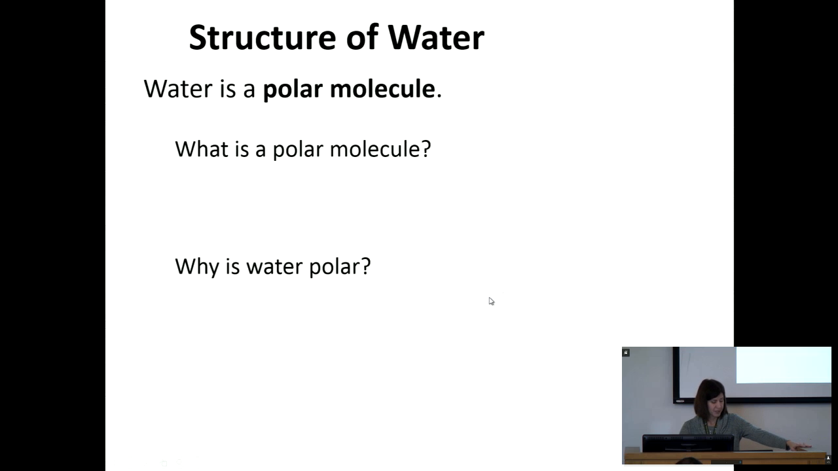So the polar bonds are the hydrogen and oxygen polar bonds. But if you look at the geometry, water could be nonpolar, right? You could have this, right? But that's not true. Okay, it's not straight. This is not true. It's because of the bent geometry that water is polar.